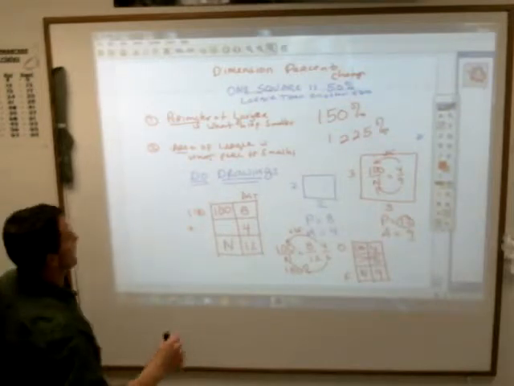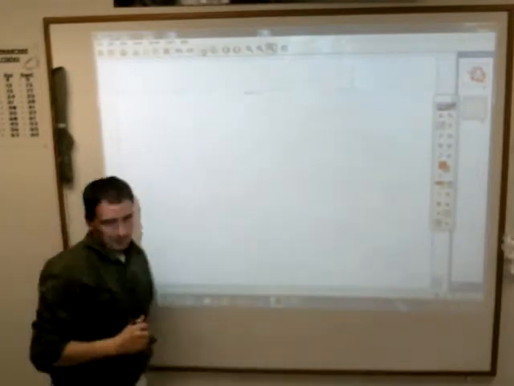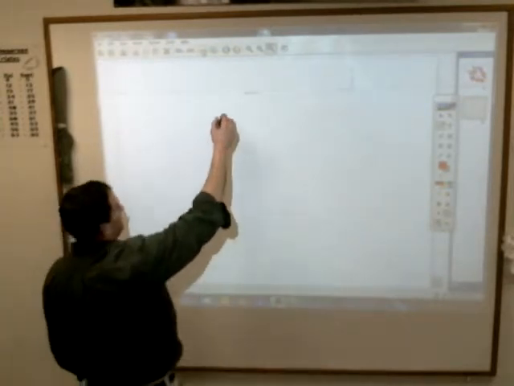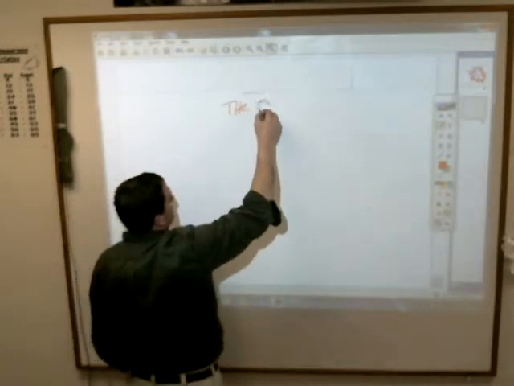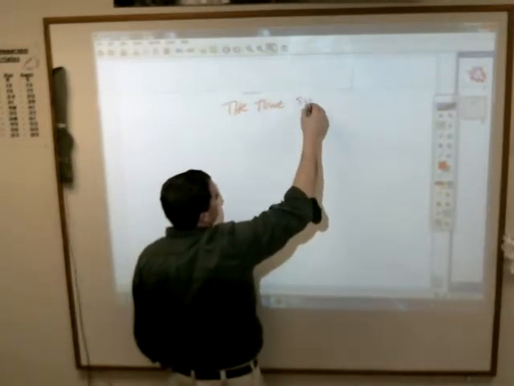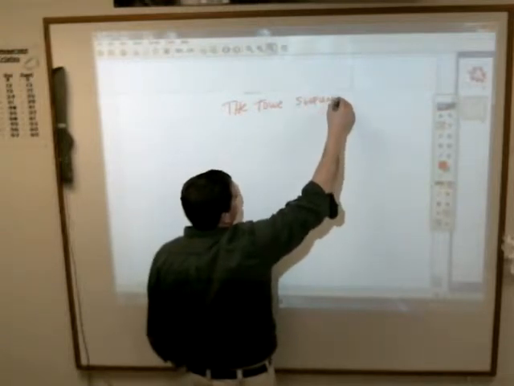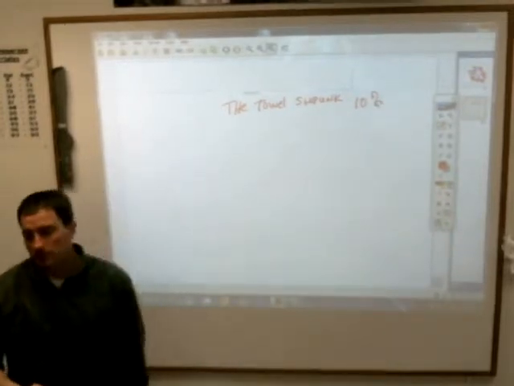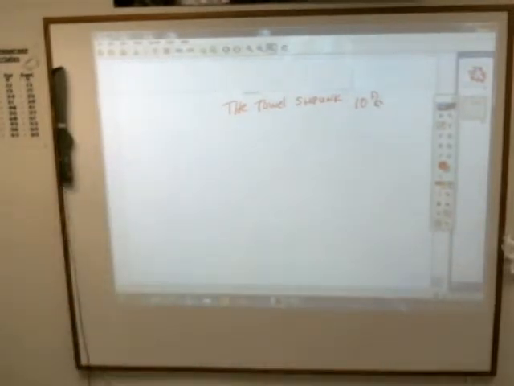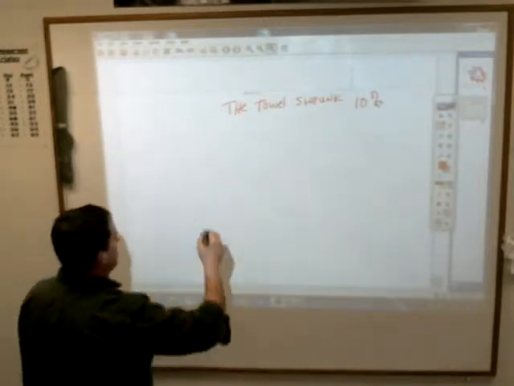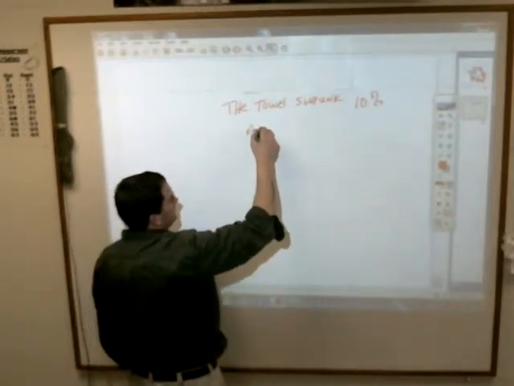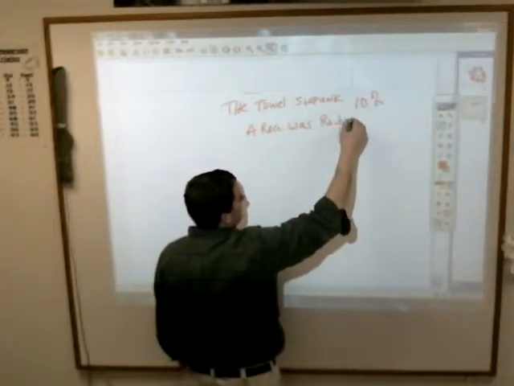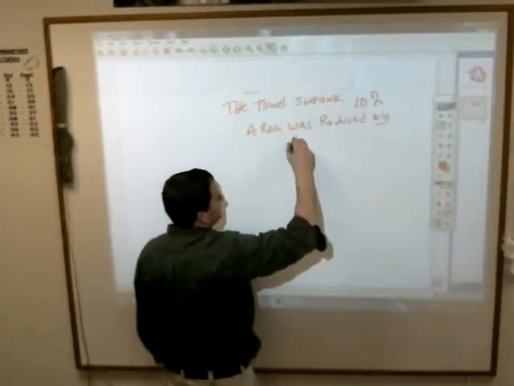So with that being said, let's look at another one that maybe isn't quite so happy or splendiferous, right out of the book here. How about this one? The towel shrunk 10%. The area of the towel was reduced by what percent?